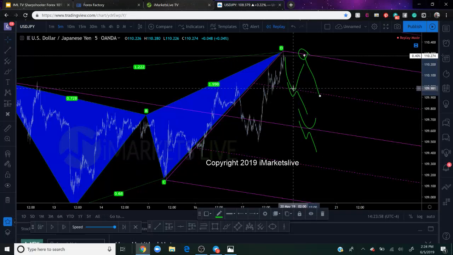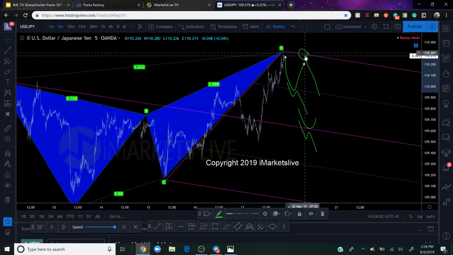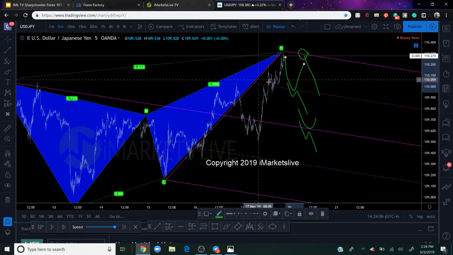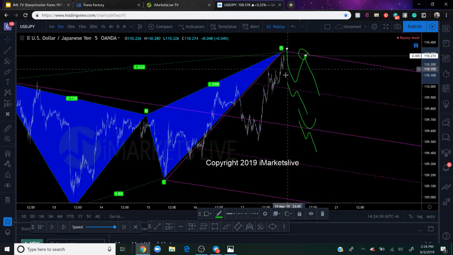I'm not looking to sell. I'm not looking to buy this here. I'm looking to take this whole move. So let's see what happens right here. All right, so this is what we're looking for.